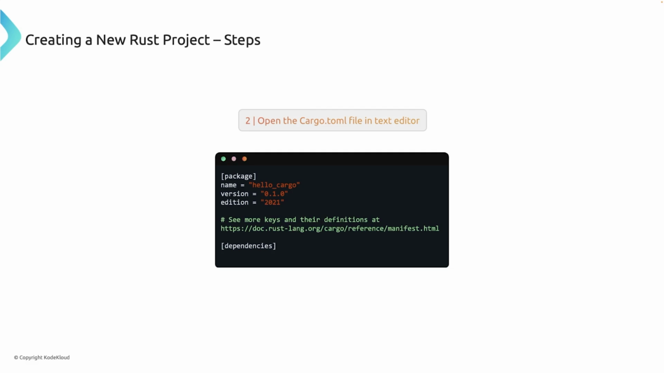The cargo.toml file is in TOML format and it includes sections for package metadata and dependencies. It looks something like this. This file helps Cargo manage your project by specifying its name, version, and Rust edition. The dependencies section lists any external libraries that your project needs.